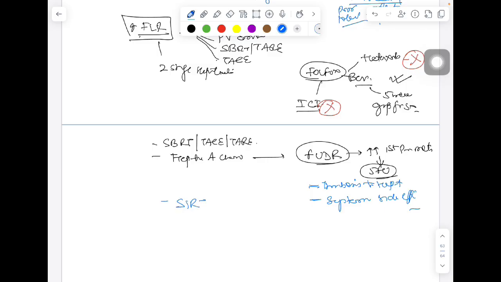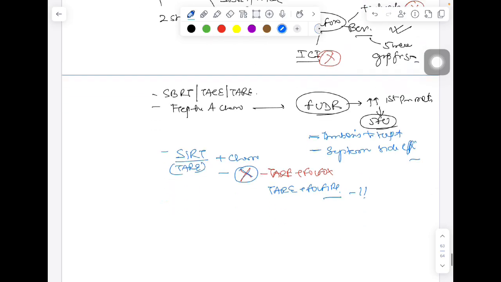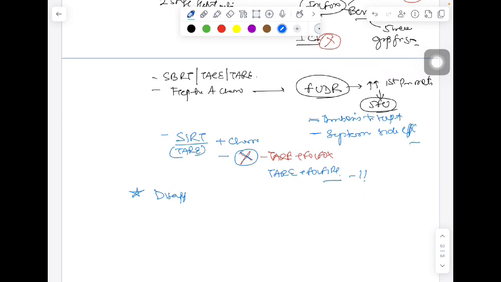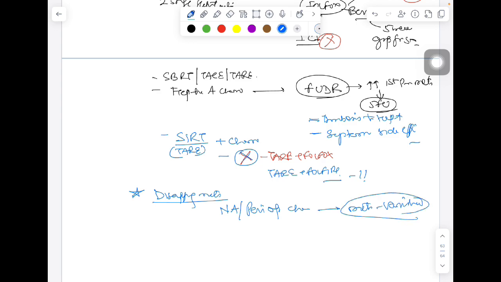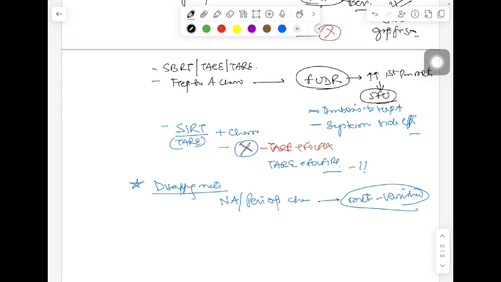Then if we are giving this TARE or SIRT, can we combine it with chemo? So the answer is no, because a study has shown there is no benefit for TARE plus FOLFOX. No benefit. A study is ongoing for TARE plus FOLFIRI. We don't know. Then there is one important thing, disappearing mets. So suppose chemotherapy has been given as neoadjuvant or perioperative chemo, and mets vanished. So we all know that the met is there and it is not visible. So the response is good. What to do? Surgery or not? Surgery or not is a dilemma.